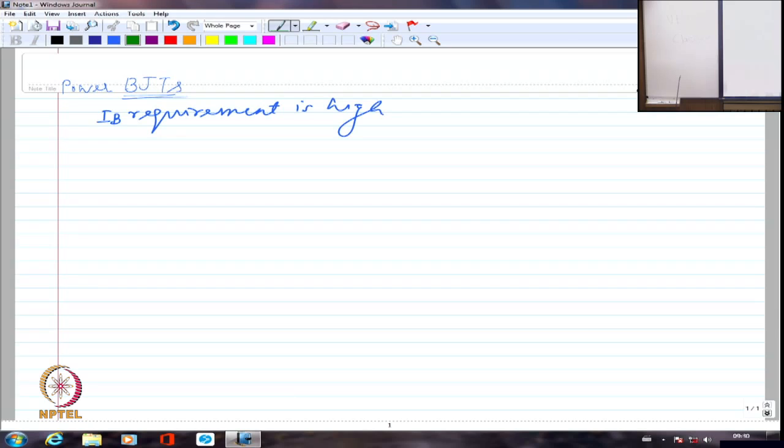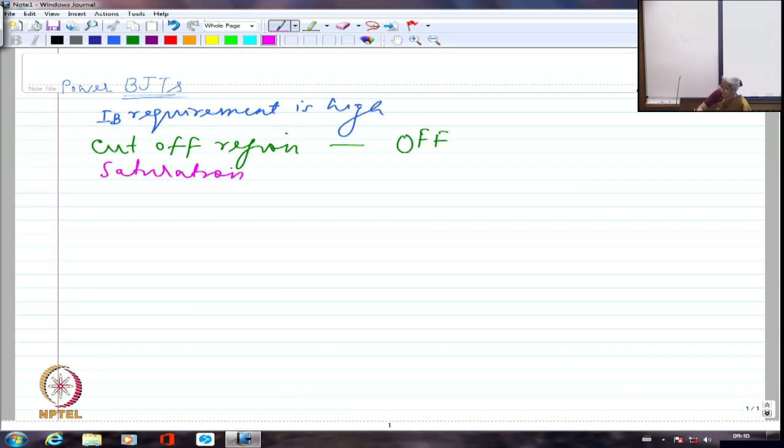It will always be operated in either the cutoff region, in which case we would say the switch is off, or if it is going into the saturation region, then the switch is on. So we would essentially have a transition from off to on and on to off, which means it will go from the cutoff region, maybe momentarily traverse through the active region for a very, very short duration, and then go into the saturation region and vice versa.